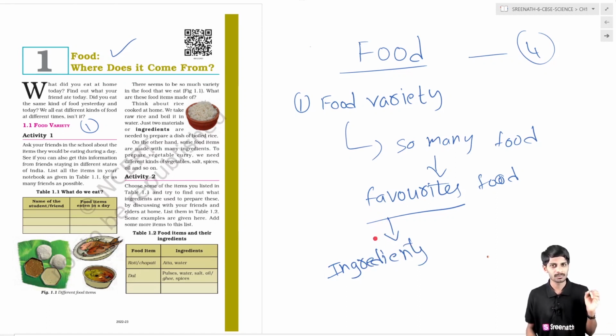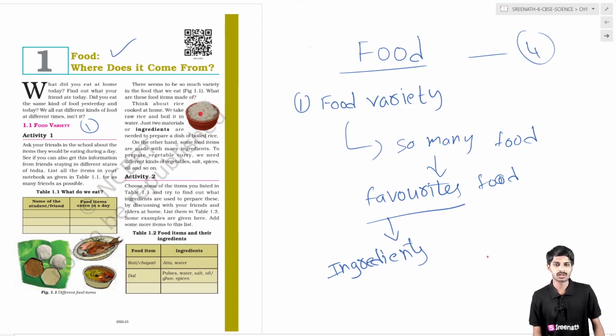So in order to prepare food, we need ingredients. What are ingredients? The food materials which are required to prepare food or to cook food are called ingredients. The food materials which are required to prepare food are called food ingredients. Okay, so basically there are different types of foods, and to prepare different types of food, we need different types of ingredients. Okay, here is the image of rice.